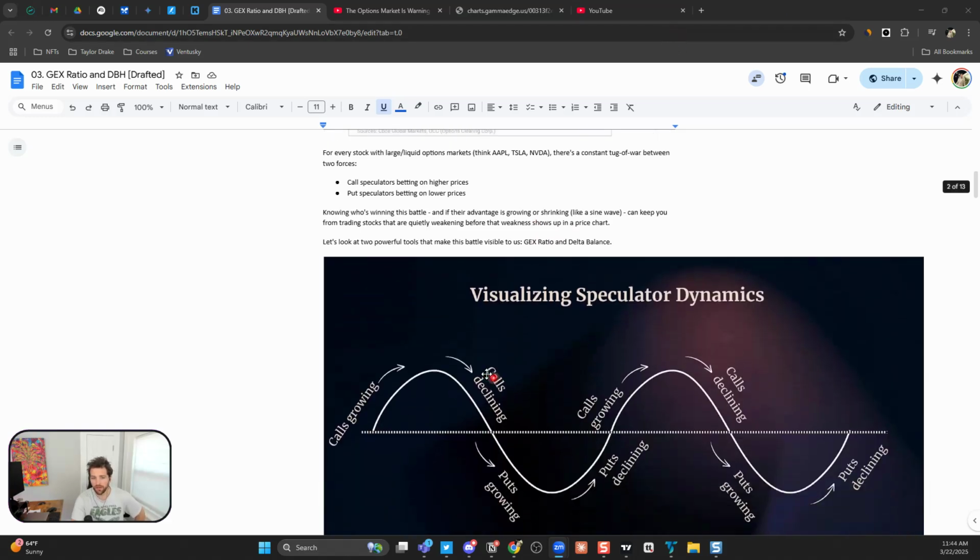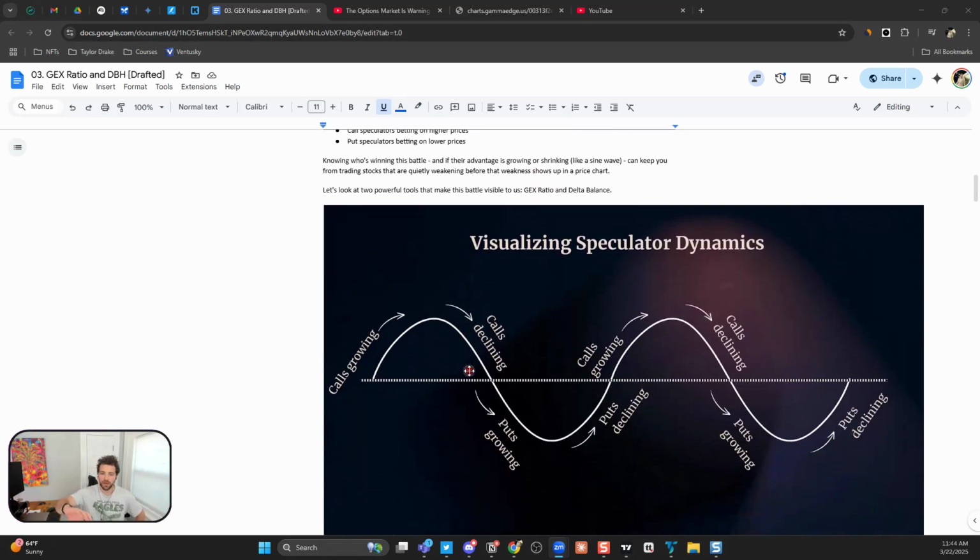We like to think about it as a sine wave. As call speculators are increasing, bullish conditions under the hood are increasing as well. And then eventually that peaks. You start to see call speculators leave the complex, put speculators start to come in, and that bullish foundation erodes. And then again, this cycle as a sine wave just continues to repeat throughout the battle between call and put speculators.